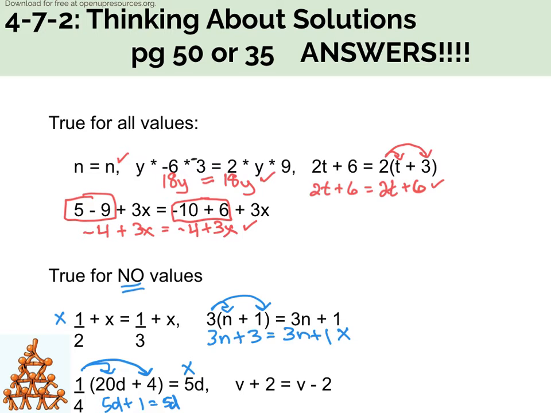Let's look at the last one. We have v plus 2 equals v minus 2. Are both of those sides equal? No, they are not. So this is true for no values. Hopefully this helps you understand true for all values and true for no values. If it's equal on both sides and it is true, that's true for all values, or infinitely many solutions. If it's not equal on both sides, then it's not true. It's true for no values, or there's no solution that will make both sides equal.